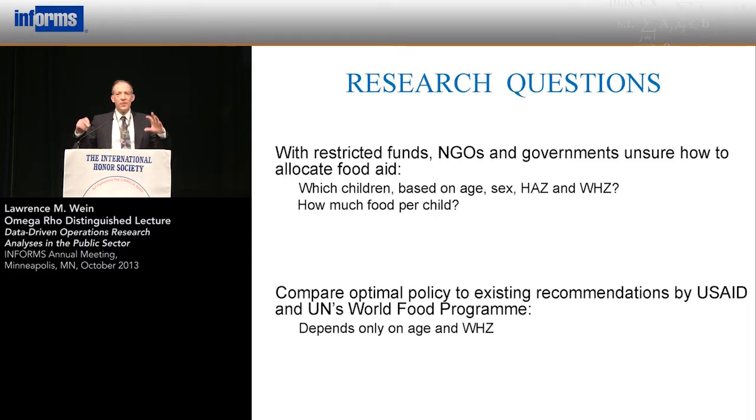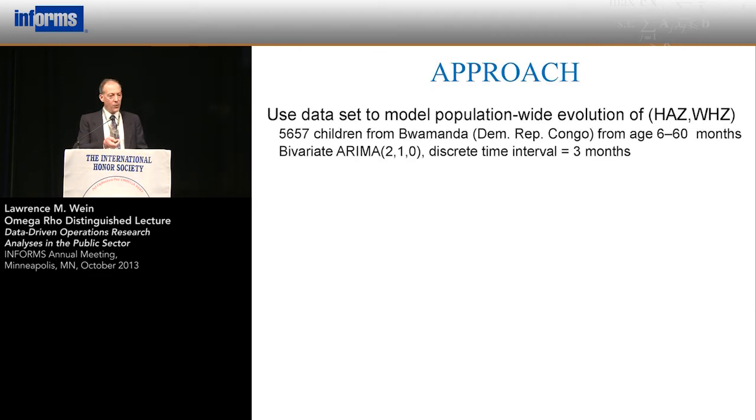So the big research question in this paper, and in several follow-on papers I'll be writing soon, is which children, based on their age, sex, height, and weight, do you give the food to, and how much food do you give? Do you give everyone a full dose, 500 kcals per day of Plumpy'Nut, or do you cut the dose in half and give the food to twice as many kids? We compare our policies to policies from USAID, part of the US government, which gives more than half of the world's food aid, and also the UN's World Food Program. They each have proposed policies.